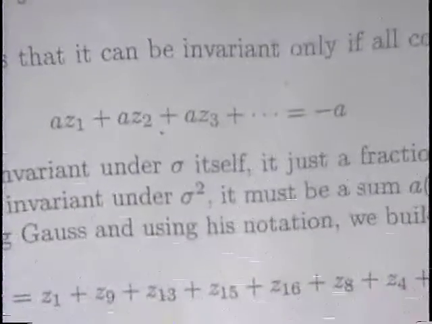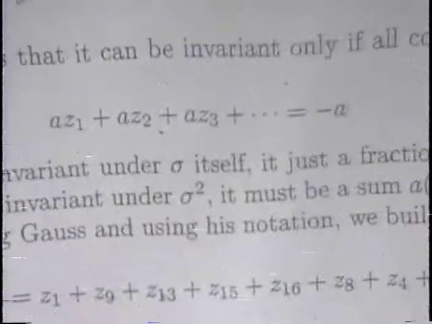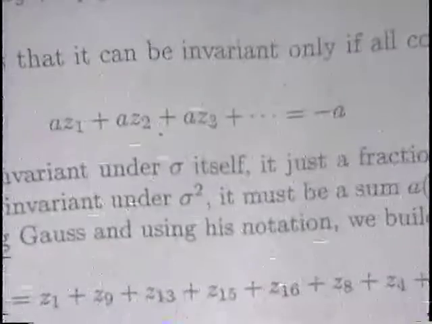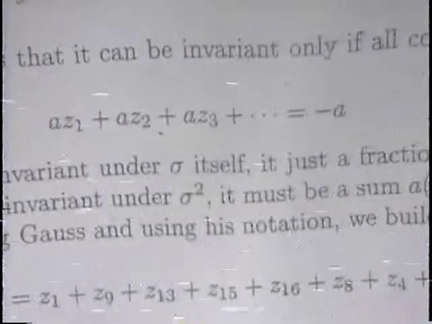So they're all equal to some number A. That means that A is some ordinary fraction. AZ1 plus AZ2 plus AZ3, and so on, since the sum of Z1, Z2, Z3, and so on is minus 1, that's just minus A. So those numbers that are most symmetric are the numbers we have already, namely the ordinary fractions.